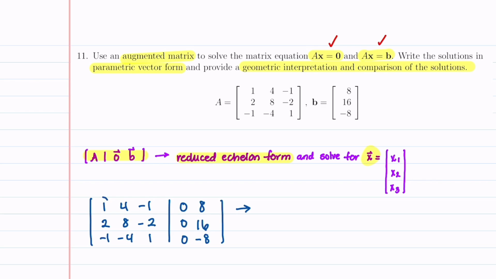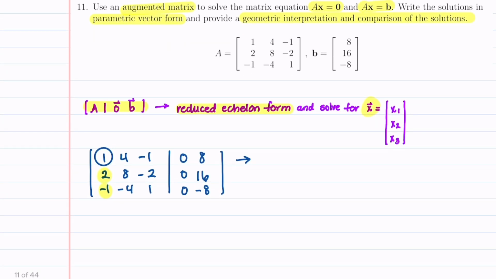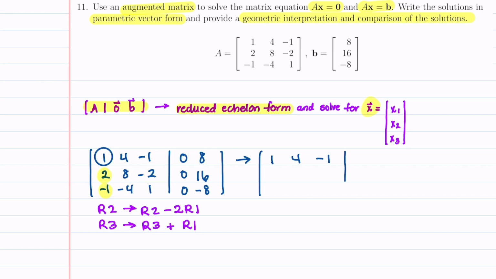So I'm going to start by circling our pivot, and then I'll highlight these two because those are the entries that are going to have to go to 0. I'm going to write down the reduction we're going to do. We're going to take row 2 and replace it with row 2 minus 2 times row 1. And then we're going to take row 3 and replace it with row 3 plus row 1. Our first row is going to stay the same. So we have a 1, 4, minus 1. And on the right-hand side, we have a 0 and an 8.